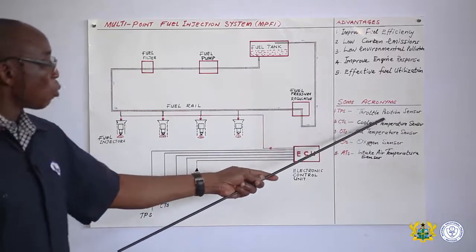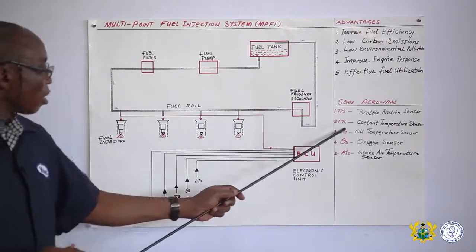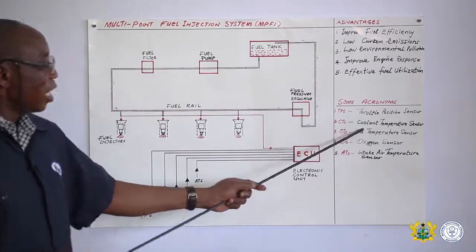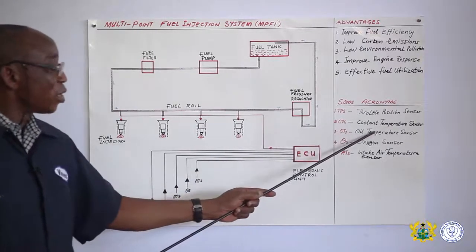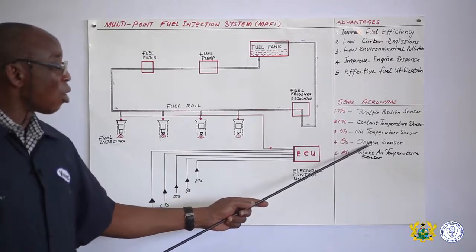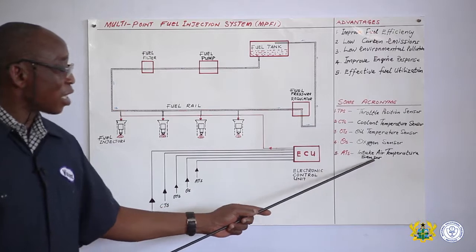TPS simply means throttle position sensor. It will determine the throttle position of your engine. Then the CTS indicates coolant temperature sensor. The OTS is the oil temperature sensor in the system. OS is the oxygen sensor. And then the ATS is the intake air temperature sensor.